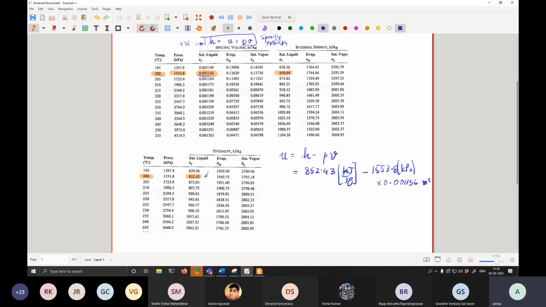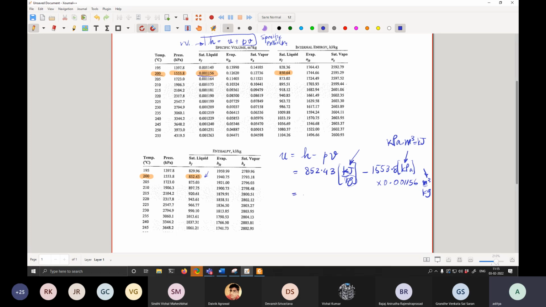meter cube per kg. Essentially, because this unit is also kilojoule and this is kilopascal times meter cube per kg, the per kg matches out. Pascal times meter cube is technically joule, but you have a kilo over here. So kilopascal times meter cube becomes kilojoule. Do not be confused with the units. If in doubt, you do this calculation.